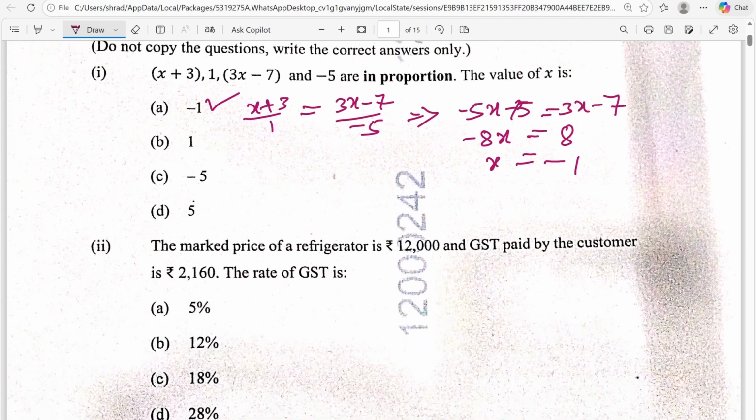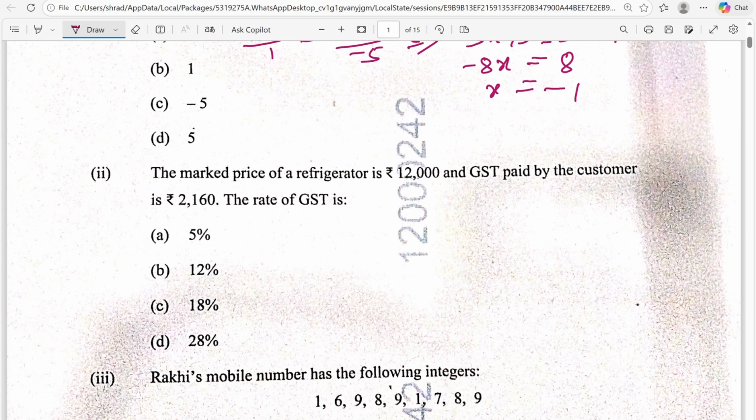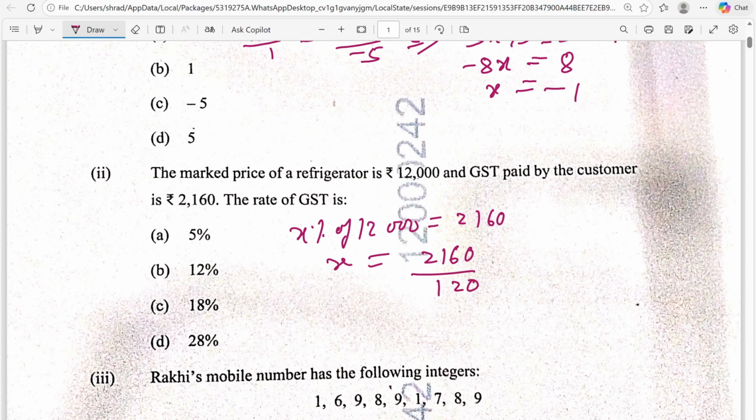Next one. The marked price of a refrigerator equal to this much, MP equal to this much, GST paid by the customer is this much, the rate of GST. Okay, so X percentage of 12,000 equal to 2160. So X equal to 2160 divided by 120. This one only, this will be cancelled.